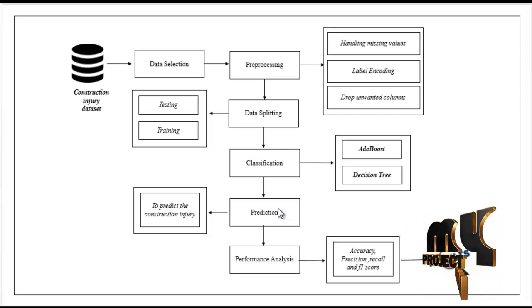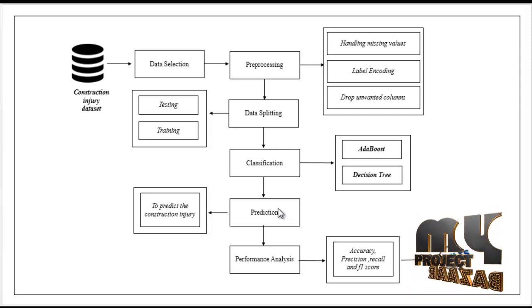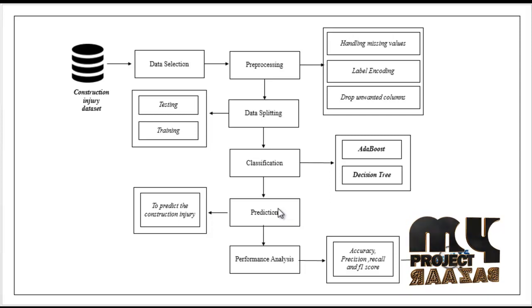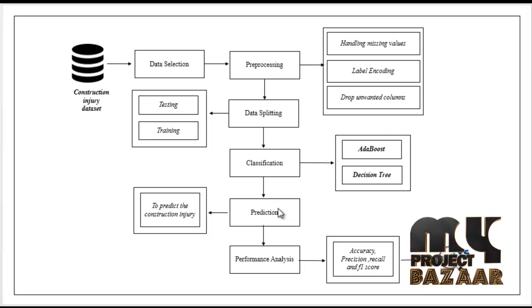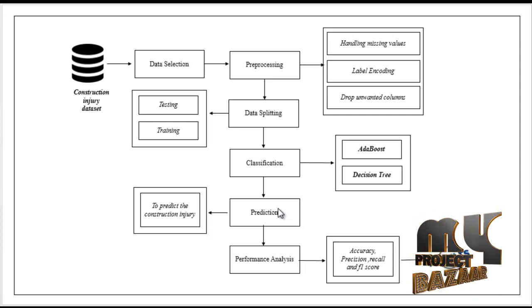After that the split data are carried to the classification module. Here we implement different machine learning algorithms such as AdaBoost and decision tree. With the help of these algorithms we classify and predict the construction injuries. Then finally we have to estimate some performance metrics like accuracy, precision, recall and F1 score. Accuracy means the overall prediction, that is, how accurately your model performed in terms of percentage. This is the flow of our process.